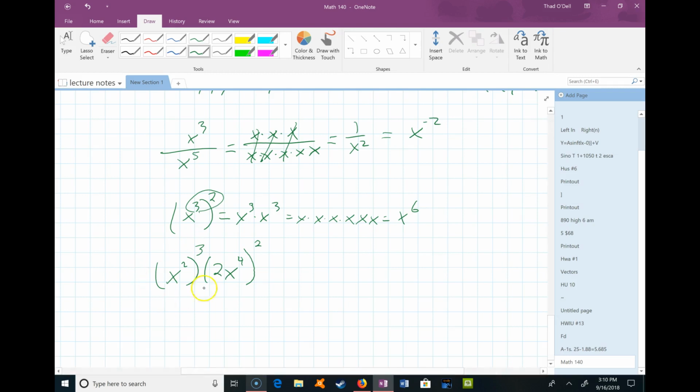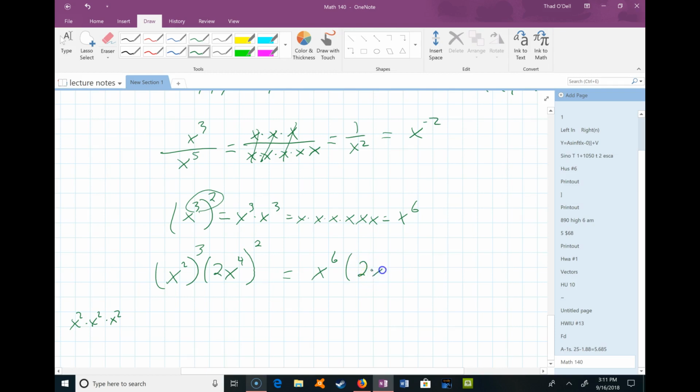So that first one's pretty easy. That's just going to be x to the 5th. Sorry, I guess it wasn't that easy. x to the 6th, because 2 times 3 is 6. Okay? Or we could think of it as x squared times x squared times x squared, which is also x to the 6th. Now, the second one is a little bit more complicated because I don't have just a power raised to a power. I have a number times a power raised to a power. See the difference?